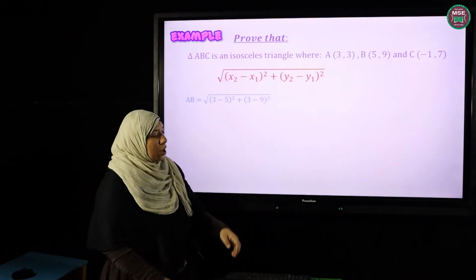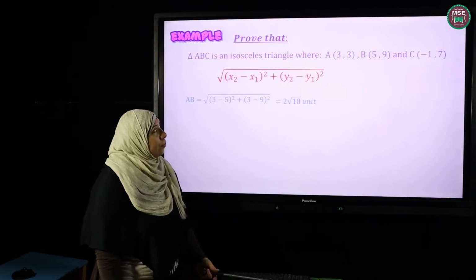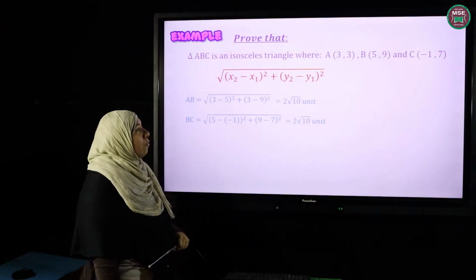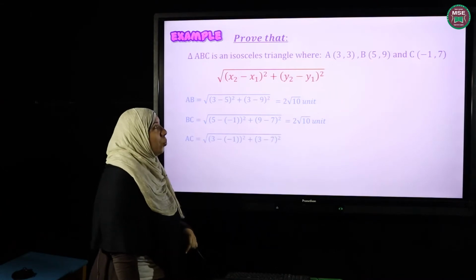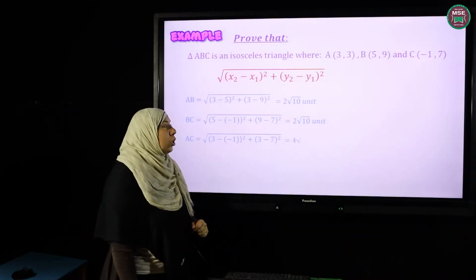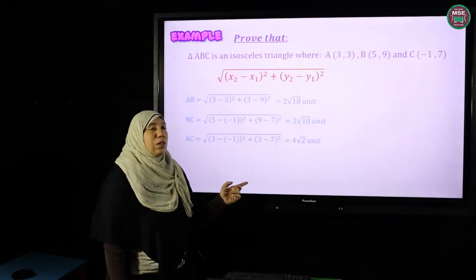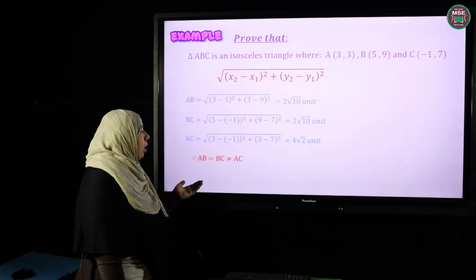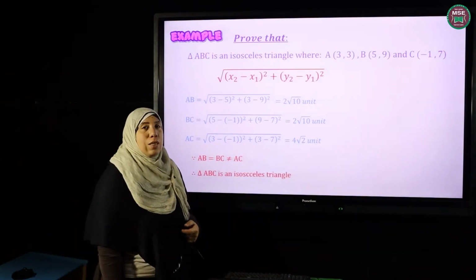AB is the square root of (3 minus 5) all power 2 plus (3 minus 9) all power 2, equal to square root 10. BC, (5 minus negative 1) all power 2 plus (9 minus 7) all power 2, equal 2 root 10. AC, (3 minus negative 1) all power 2 plus (3 minus 7) all power 2, equal 4 square root 2. Now I have 2 equal sides and 1 different, so this triangle is isosceles. It will be written like this: since AB equal BC not equal to AC, therefore triangle ABC is an isosceles triangle.